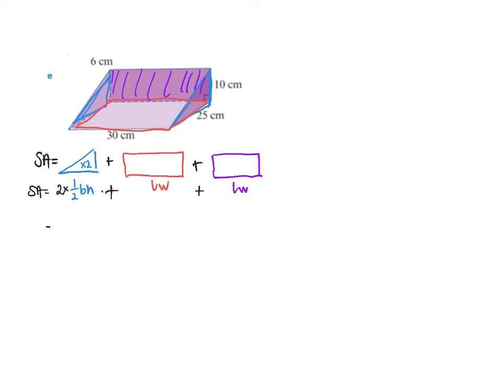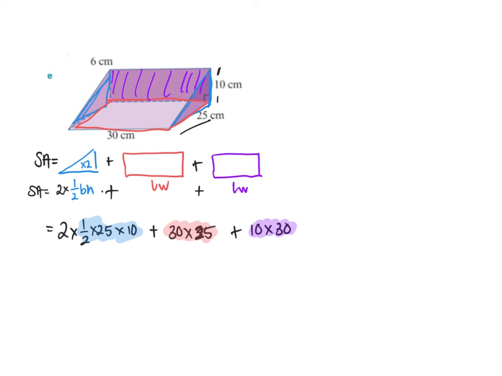Then we need to substitute in the numbers. What's the base of this triangle? It's 25, so half times 25 times the height of the triangle, which is 10. Now plus the rectangle on the bottom, length by width, so 30 by 25, plus the back rectangle, which was a 10 by 30. So this is the triangle shape, this is that bottom rectangle, and this is the working out for the back.